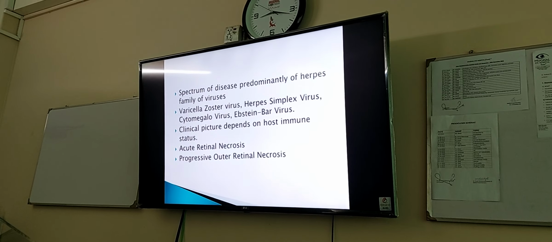And secondly, all chronic uveitis can lead to macular edema. So we can have OCT to measure the retinal thickness. These are the common features of all the uveitis.